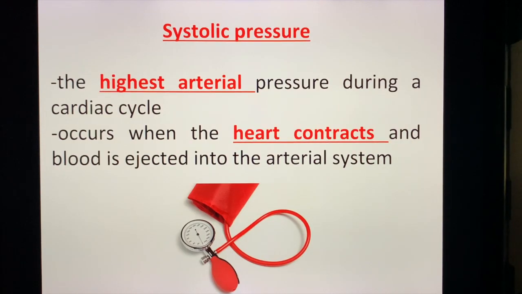Now, some more terminologies. Systolic blood pressure. This is the highest arterial pressure during the cardiac cycle. Systolic pressure occurs when the heart contracts and the blood is ejected into the arterial system. So let's pretend your exam is 5 minutes from now. What should you remember by heart? Systolic pressure is the highest arterial pressure. This is when the heart contracts.